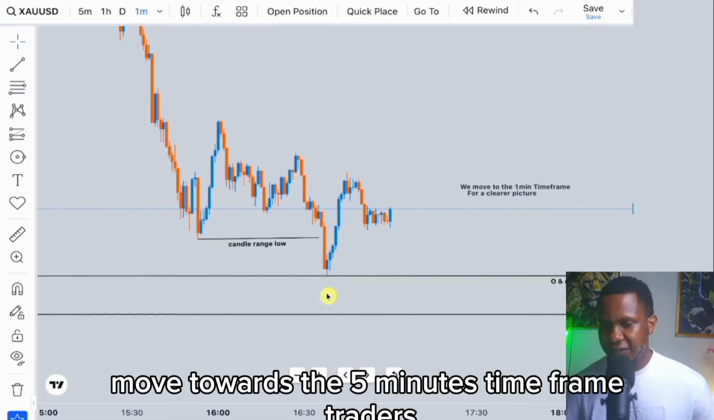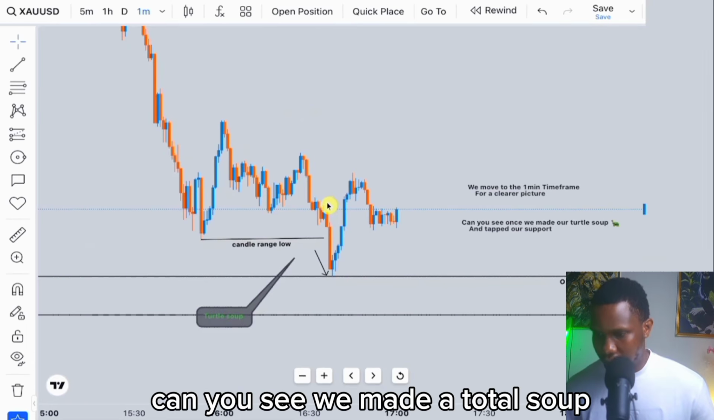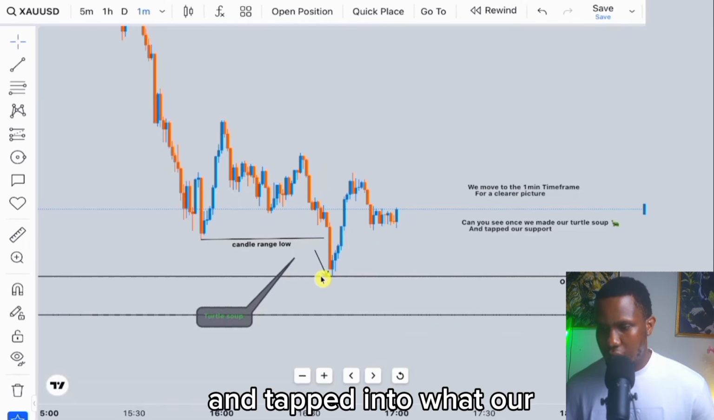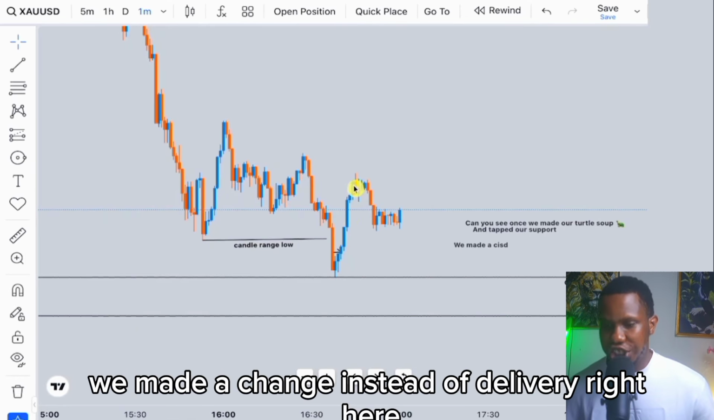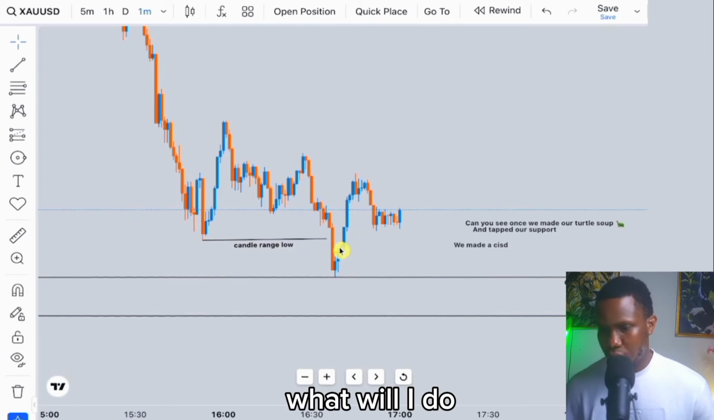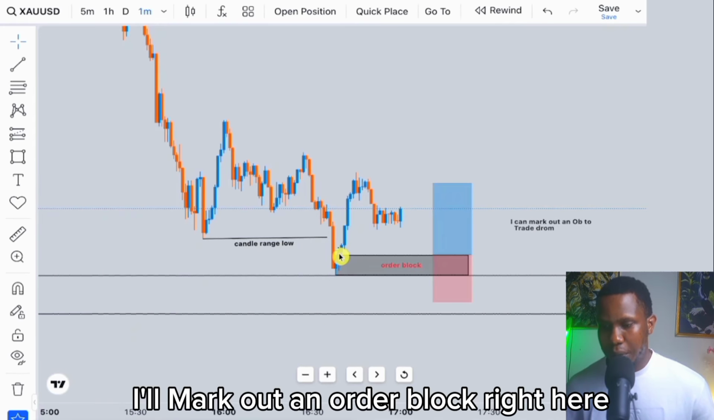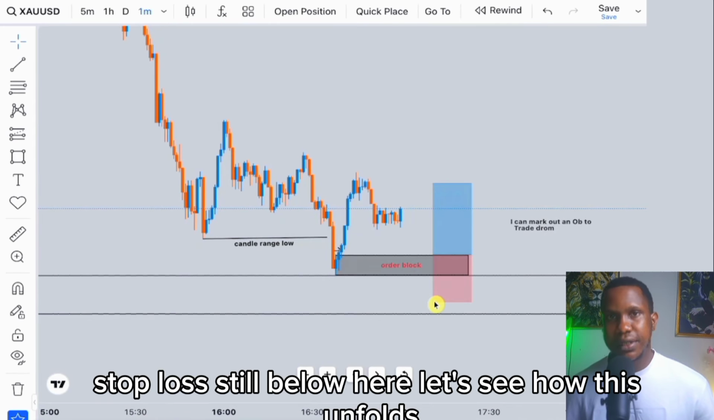Move towards the 5 minutes time frame, traders. And you see we made a total soup and tapped into our support right here. And once we tapped into it, we made a change in state of delivery right here. What will I do? Mark out an order block right here. Stop loss still below here.